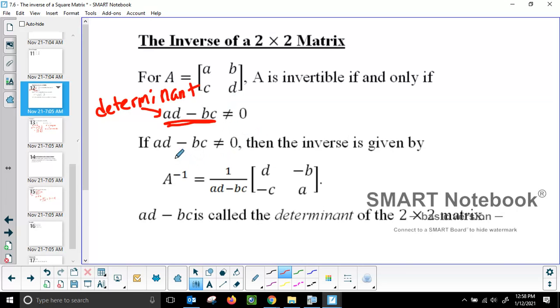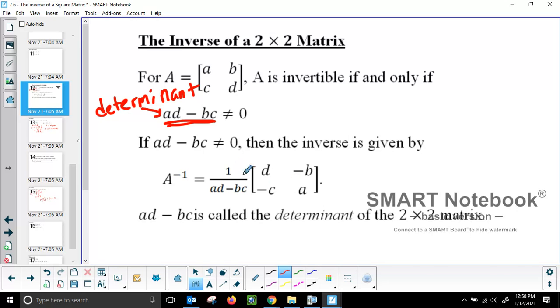All right. So if AD minus BC is not equal to 0, then the inverse is given by 1 over the determinant times D, negative B, negative C, A. So from our original matrix A here, we flip A and D, and we negate B and C. We don't flip them, we just negate them, right? So the B and C stay there, we just make them negative. The A and D, however, change places.